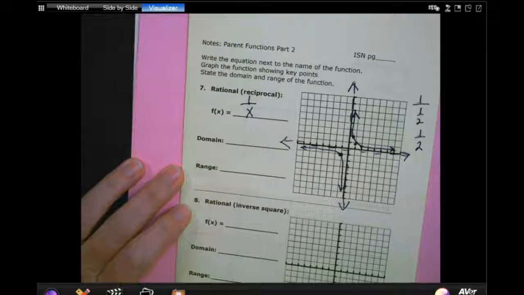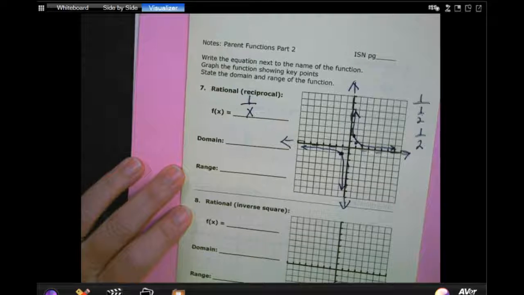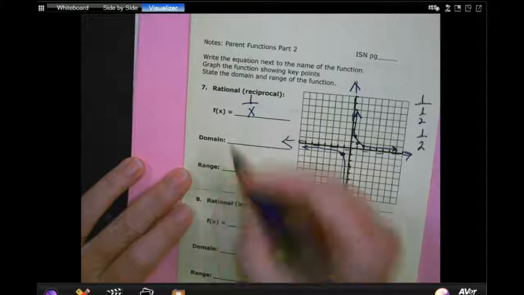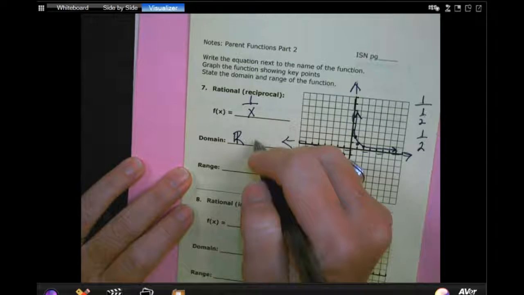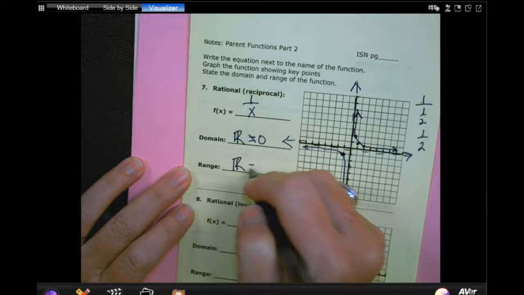So my domain is all real numbers except what number? And the range is all real numbers except what number? So we have all real numbers except 0 and all real numbers except 0.